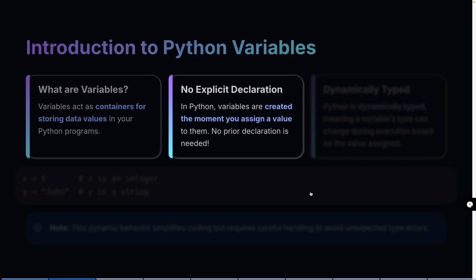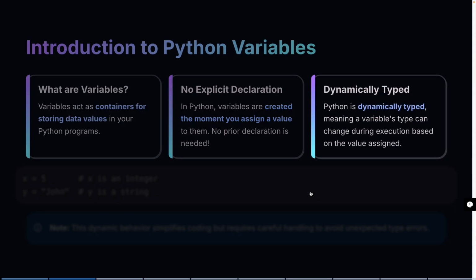No explicit declaration. In Python, variables are created the moment you assign a value to them. No prior declaration is needed. Dynamically typed. Python is dynamically typed, meaning a variable's type can change during execution based on the value assigned.